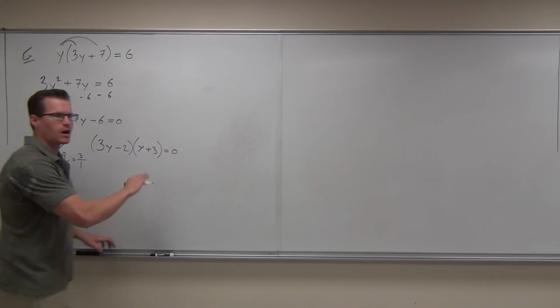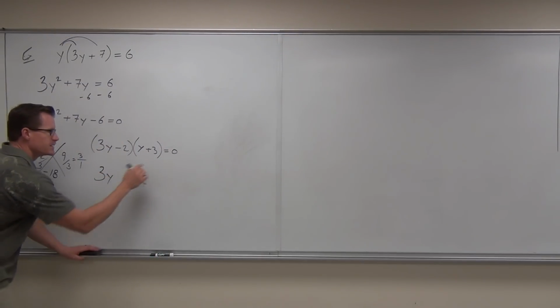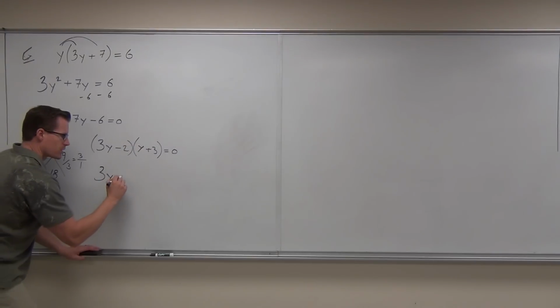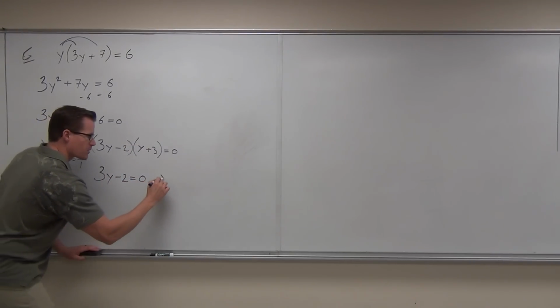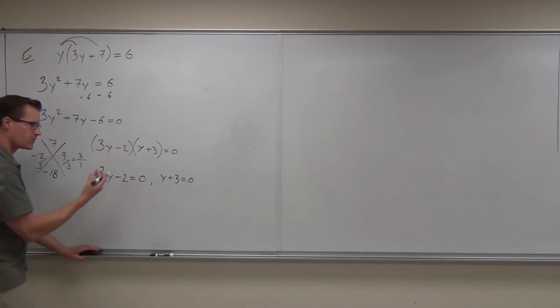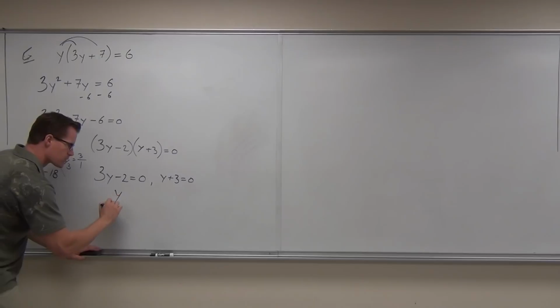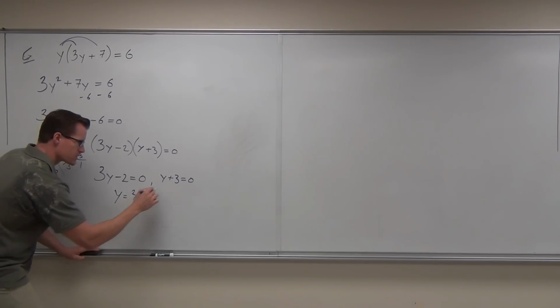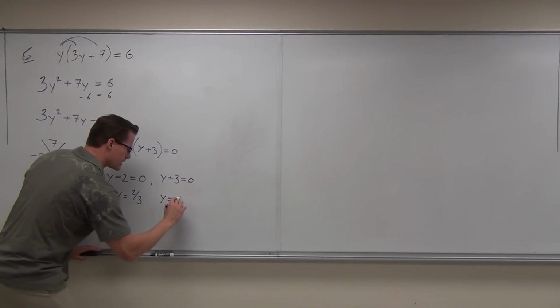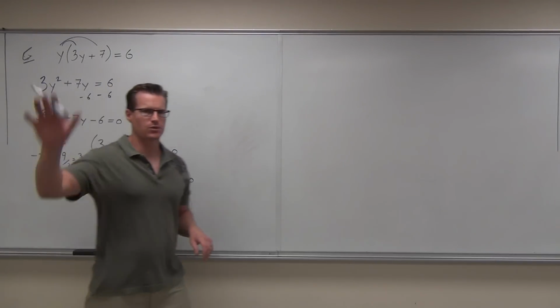At this point, do we stop? Do we stop here? No. This is where we use the idea that if that's 0 and we have a product, I can use the zero product property, write both of my factors or all of my factors equal to 0, and then solve them. If we add 2 and divide by 3, y equals positive 2/3. If we subtract 3, y equals negative 3, and we get our two solutions. Show of hands, feel okay with that one.